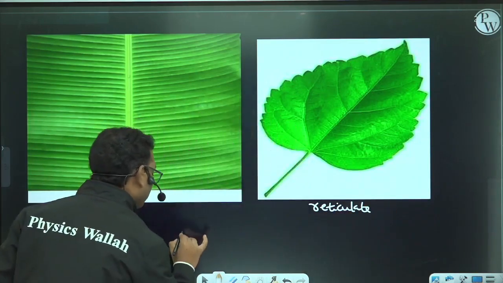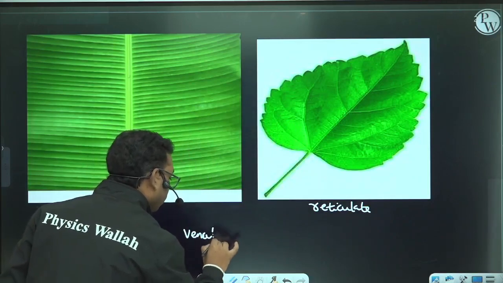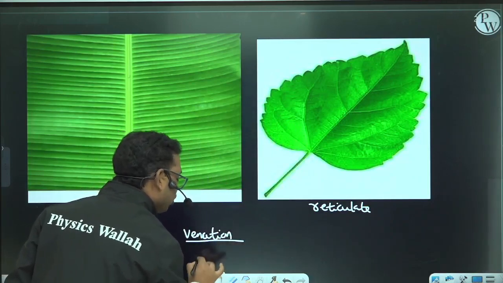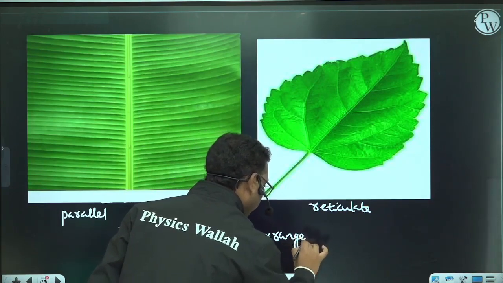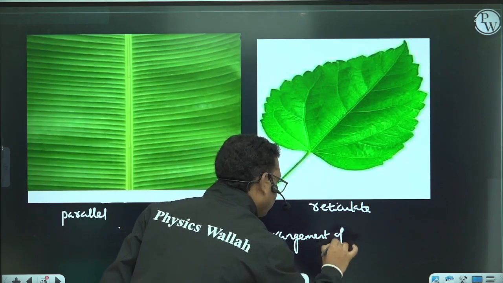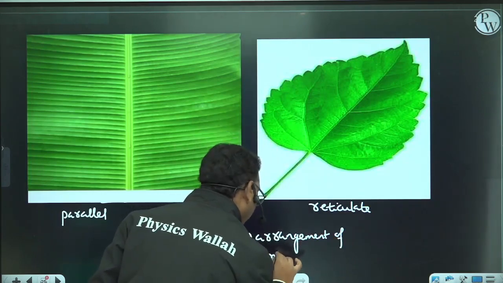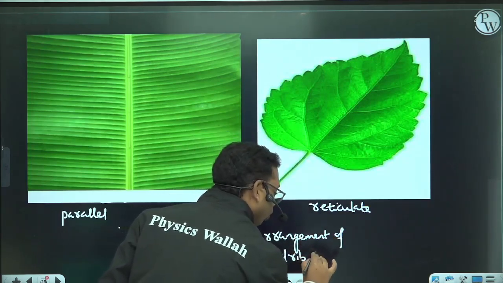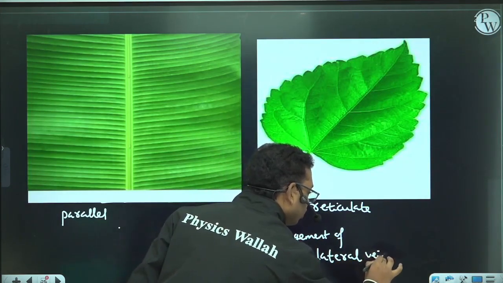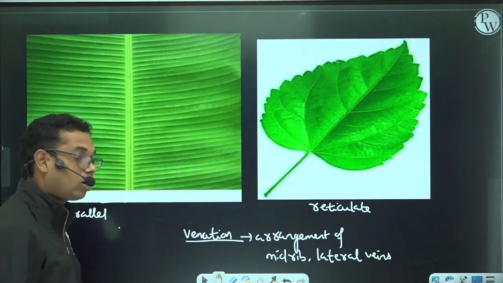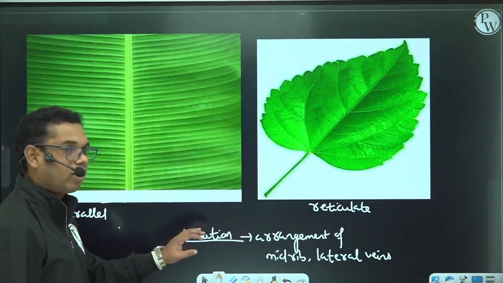Reticulate venation. So what do you understand by venation? Venation is basically the arrangement of the midrib and lateral veins. So how they are arranged? That is called as venation.